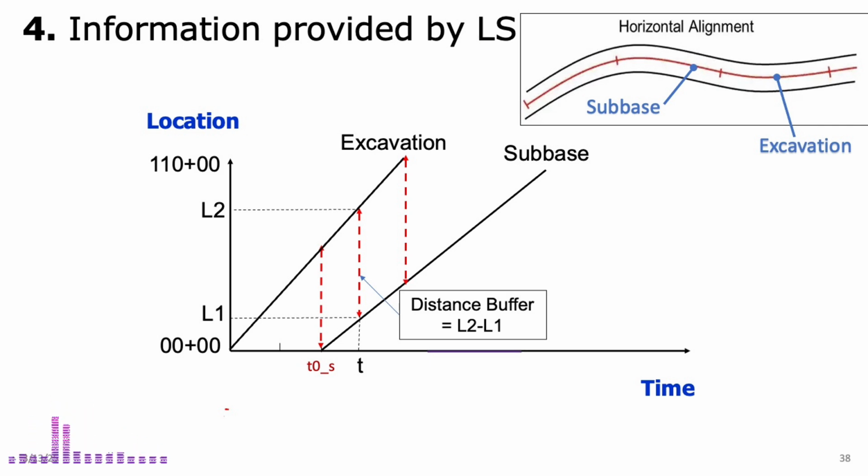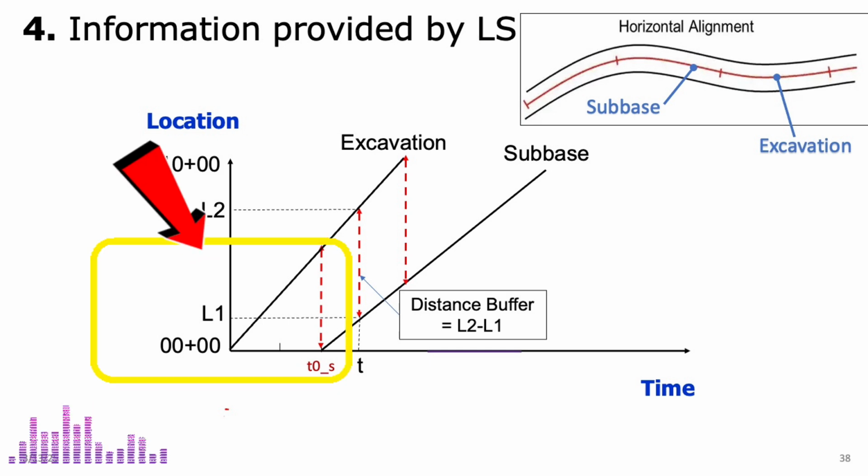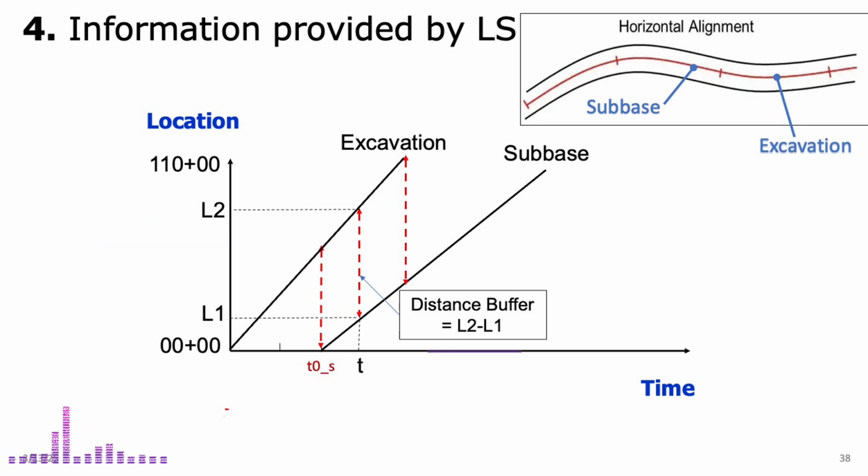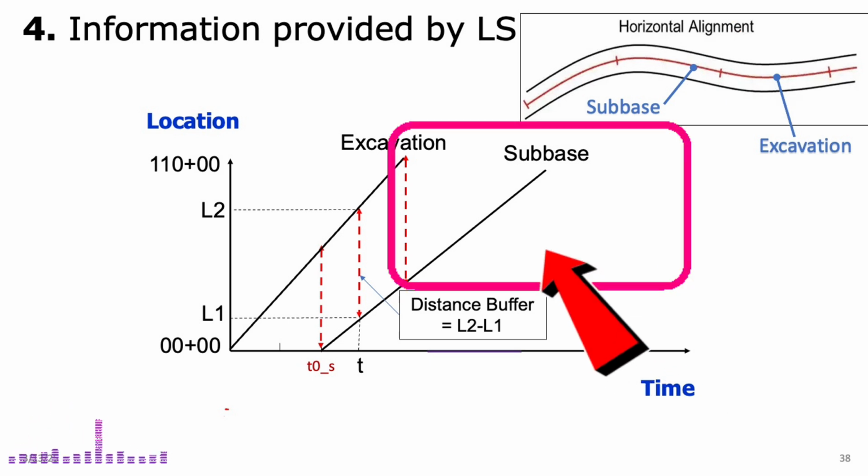At the beginning of the project, before the subbase activity starts at time t0 OS, only excavation is taking place. Once subbase work begins, both activities are happening at the same time, but at different locations. Since excavation started earlier, it moves ahead of the subbase crew, creating a distance buffer between the two activities. Later, once excavation reaches Station 110, only the subbase activity remains.